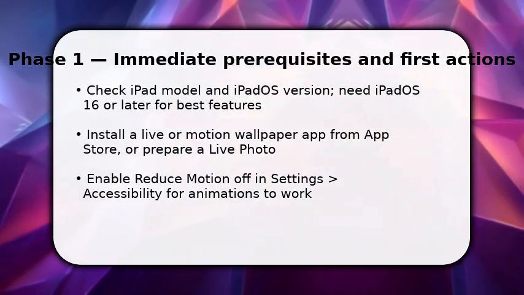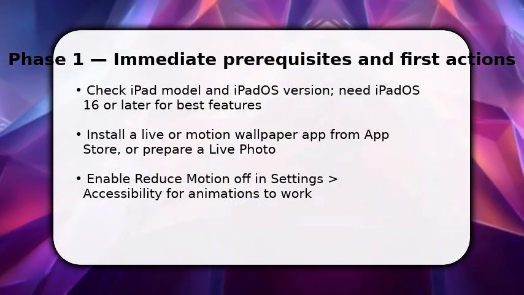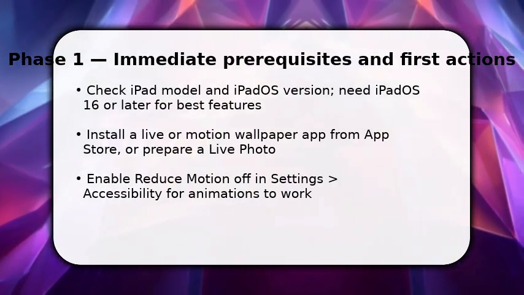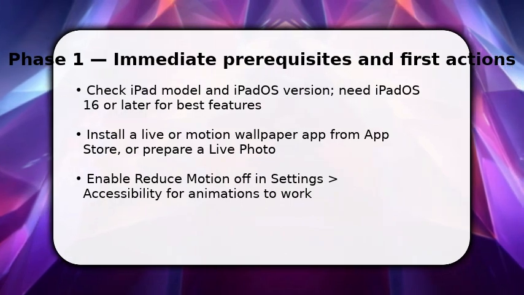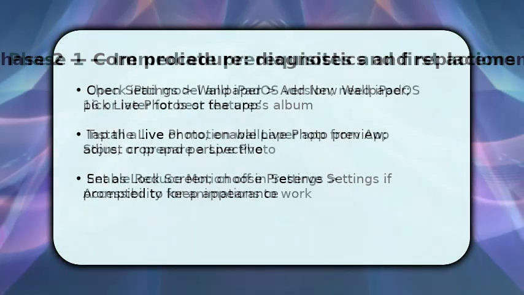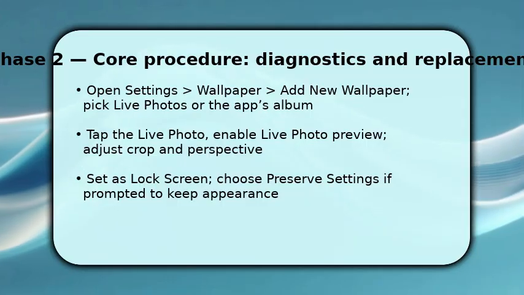Now, launch Photos or the Wallpaper app and choose the live photo. You're about to assign motion to your lock screen, so follow the next steps carefully. You will now apply the live photo as your wallpaper.